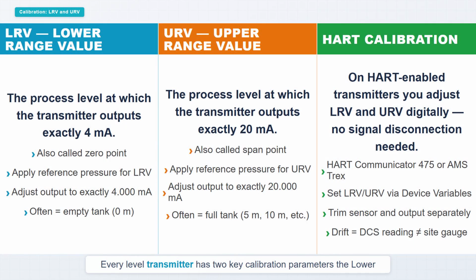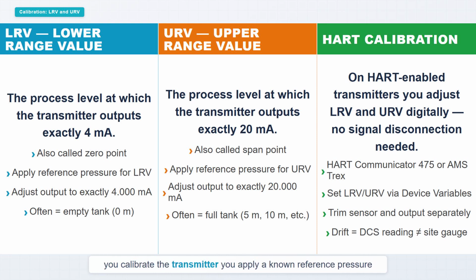Every level transmitter has two key calibration parameters: the lower range value, or LRV, and the upper range value, or URV. The LRV is the process level at which the transmitter should output exactly 4 milliamps. The URV is the level at which it should output exactly 20 milliamps.